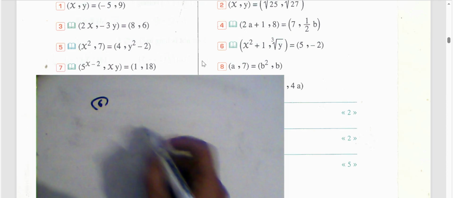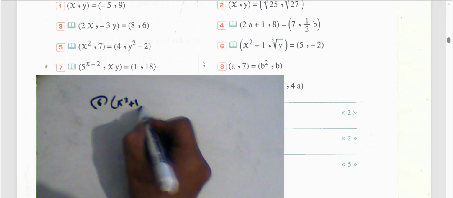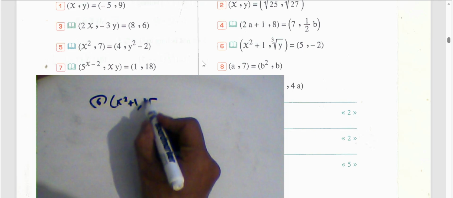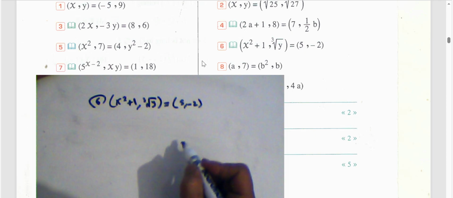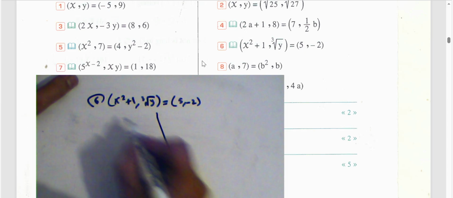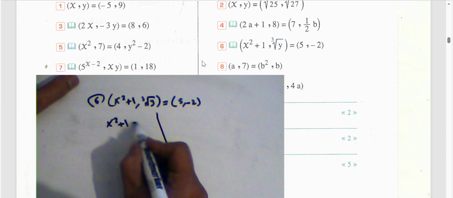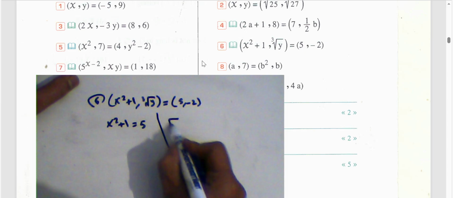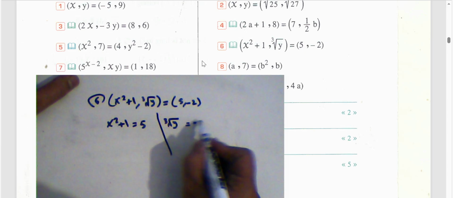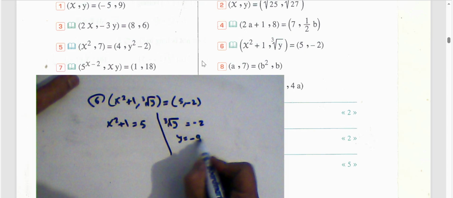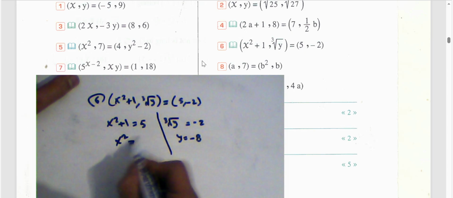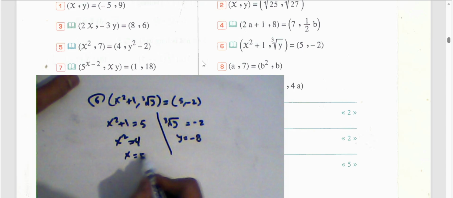We have x power 2 plus 1 and cubic root of y equal 5 and negative 2. X power 2 plus 1 equals 5 and cubic root of y equals negative 2. Then y equals negative 2 power 3, which will be negative 8, and x power 2 will be 4, then the value of x equals positive or negative 2.